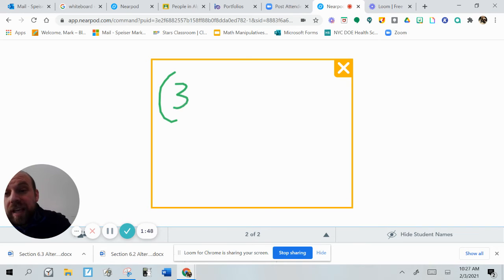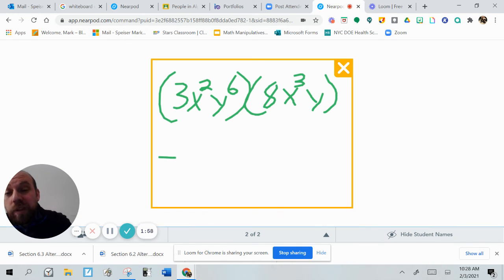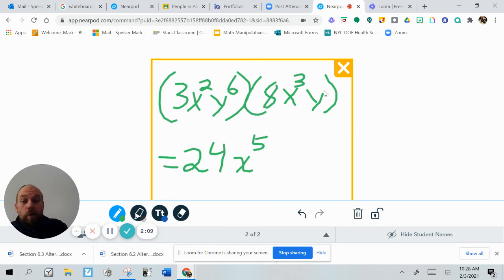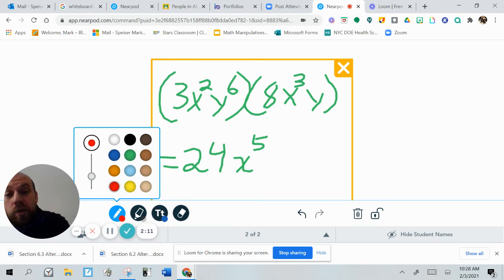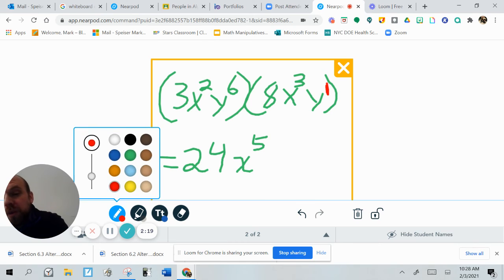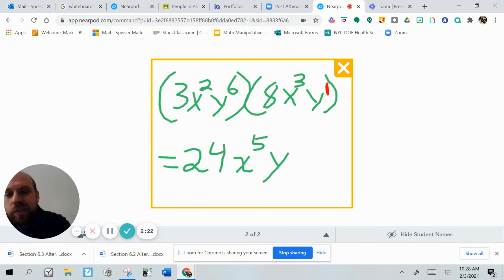So if you have 3x squared y to the 6th times 8x to the 3rd y, you multiply the coefficients, so 3 times 8 is 24. Add the powers in x, 2 plus 3 is 5. Now, y to the 6th and y. If you notice, there's no power on y. If there's no power on y, we have a power of 1. And y to the 6th times y, you add the exponents to get y to the 7th.